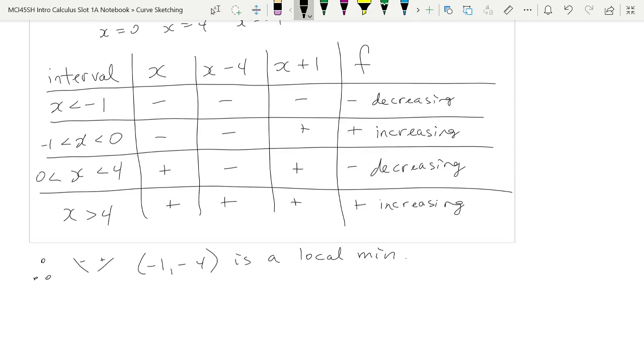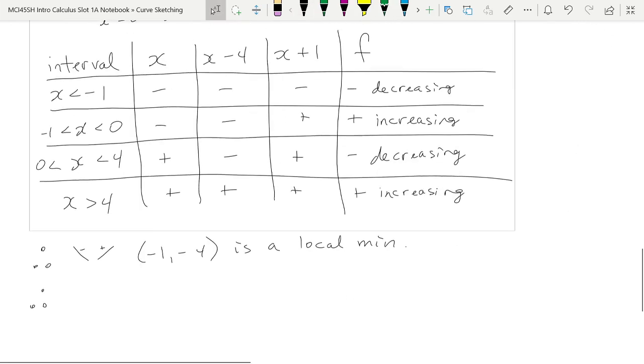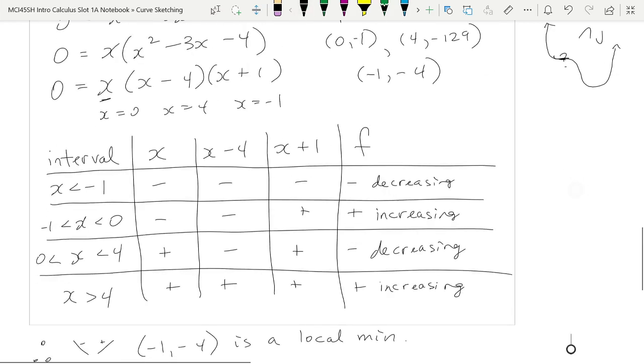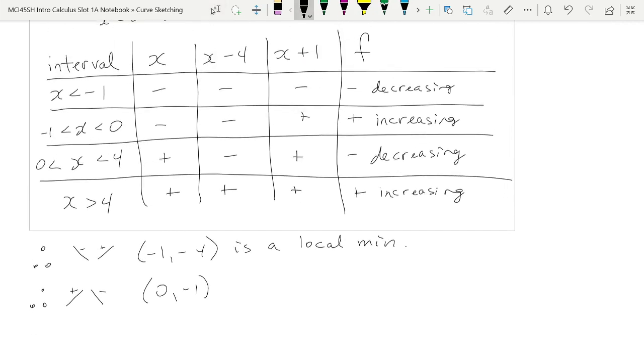And let's take the next point. The next point was 0, -1. Now what happens is you're approaching 0. You are increasing, and then you hit 0, and then suddenly you're decreasing. So 0, what was the point again? 0, -1 is a local max.